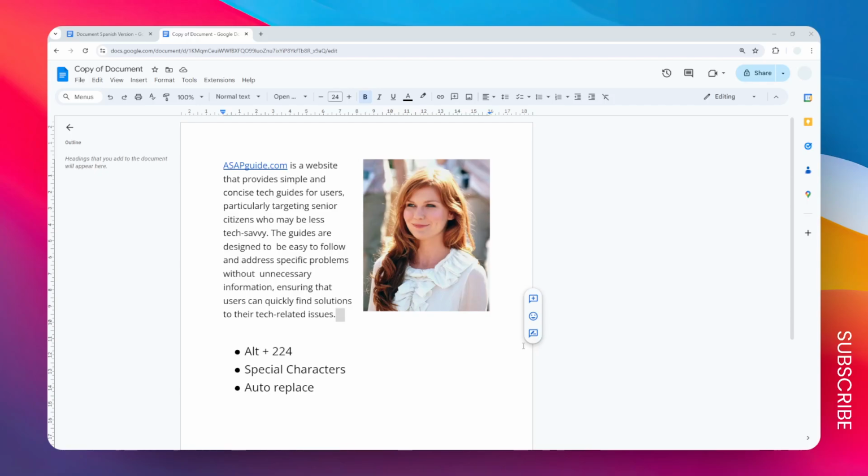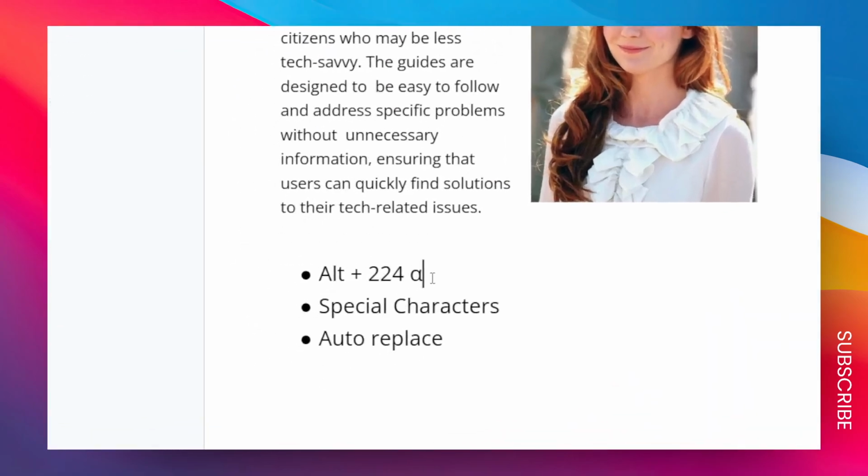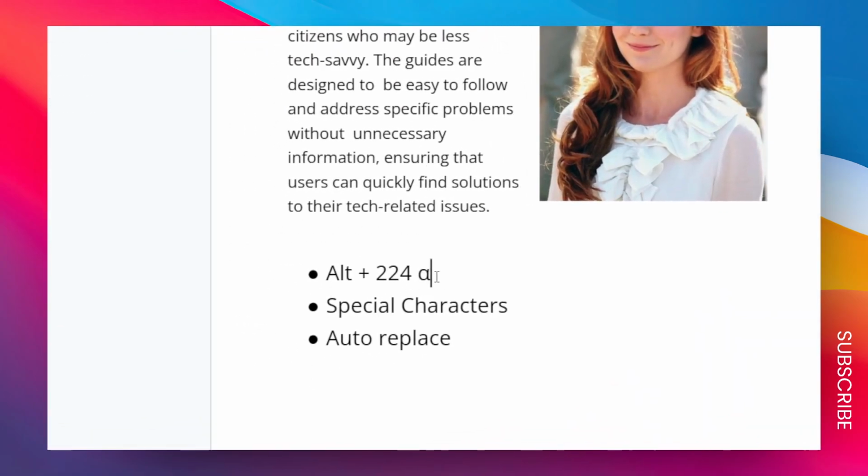This is how you can type the alpha Greek letter in Google Docs. Basically, there are three ways or three methods you can try. The first method is by using the Alt plus 224 on the numeric key. So I'm going to press and hold the Alt key, followed by 224, and it will read this tiny alpha character in Google Docs.